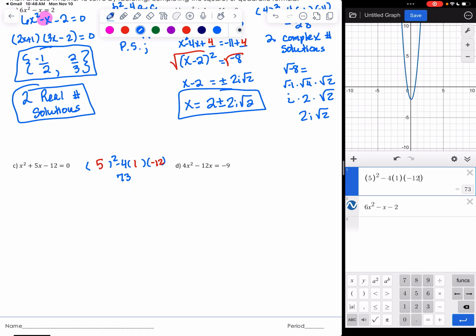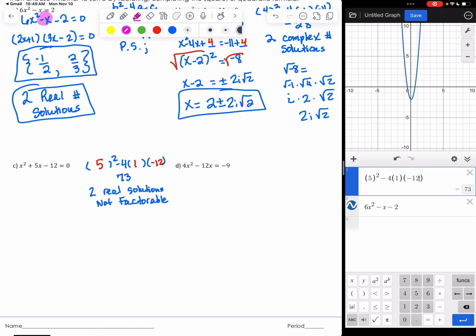That means it's going to be two real solutions. Now, 73 is not a perfect square. That means this is not factorable. We can't solve it by factoring. So we have to use completing the square or the quadratic formula.